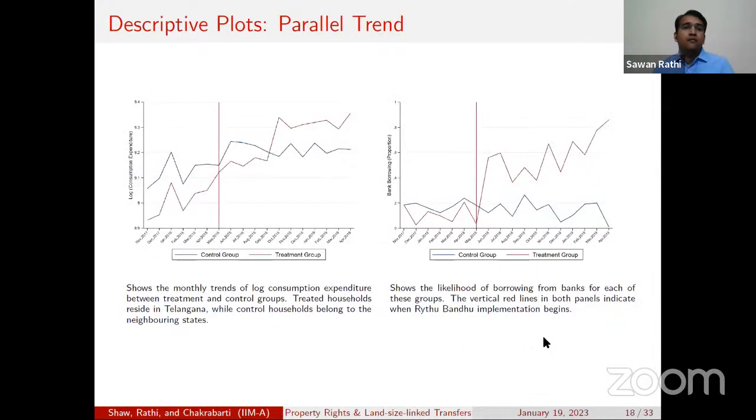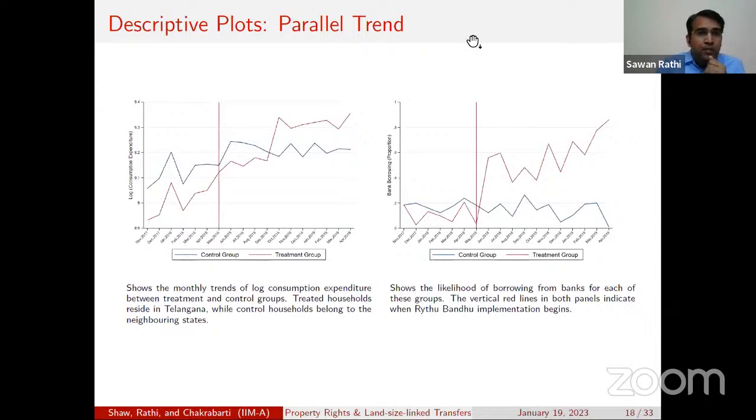But before we do that, we also wanted to show whether, before applying the DID, parallel trends exist or not. So once again, this is just a descriptive plot. This is not the event study that we would show in the later post-regression. What we are trying to show here is something very simple. On the left side, you would see consumption expenditure. On the right side, you would see bank borrowing. Just see in the pre-period that the vertical red line is showing May 2018, which is the time that Raitu Bandhu transfers happened.